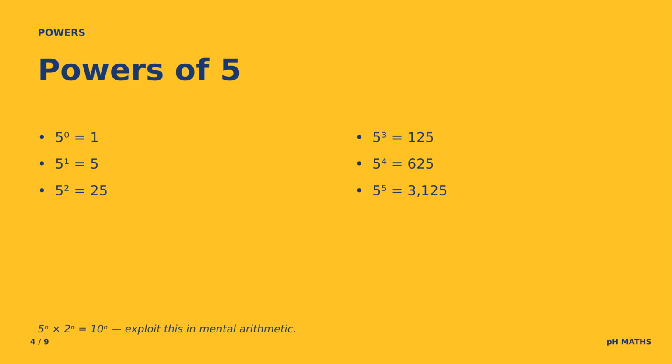And here's a clean trick. 5 to the n times 2 to the n equals 10 to the n. Use it for fast mental arithmetic.